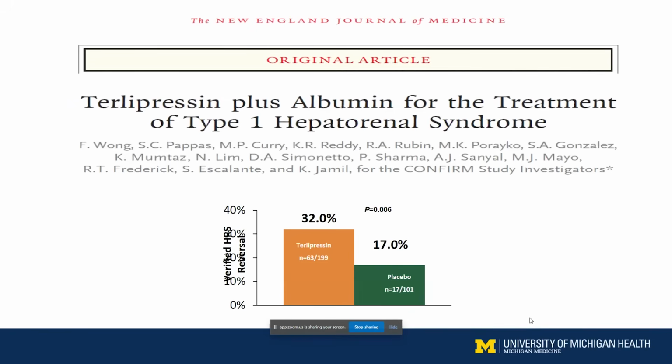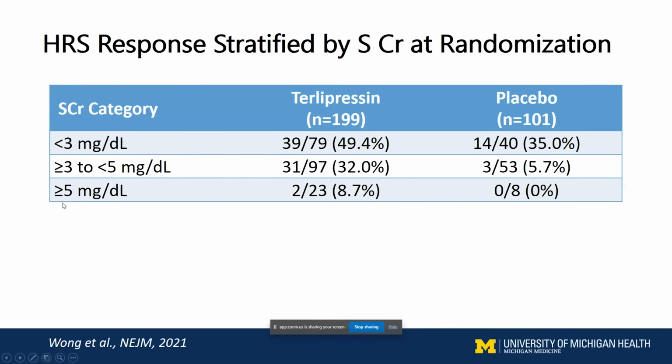What they found was that patients treated with terlipressin and albumin had a 32% response to HRS reversal compared to 17% in the placebo group. Patients with serum creatinine less than 3 had a higher response rate, around 50%. If their creatinine was between 3 to 5, the response rate was 32%. And when the serum creatinine was greater than 5, the response rate was only 8.7%. That's why they have put the upper bound at serum creatinine 5 or above, where it will be futile to use terlipressin.